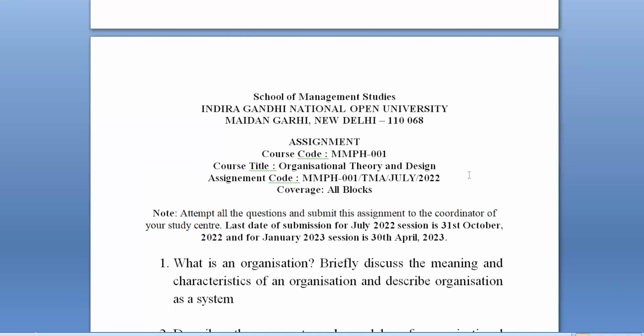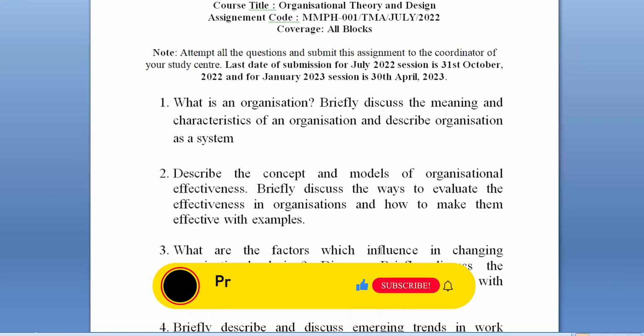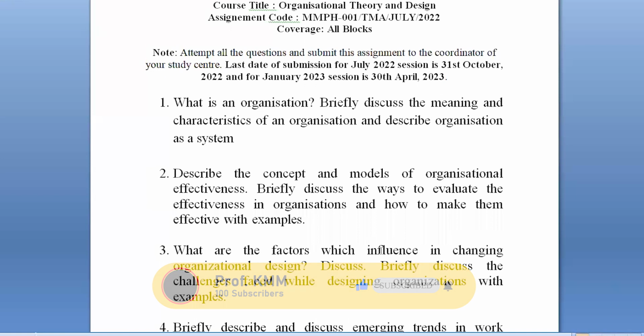Now, I will go through the assignments for the current year. What is an organization? Briefly discuss the meaning and characteristics of an organization and describe organization as a system. Then, the second one is: describe the concept and models of organizational effectiveness. Briefly discuss the ways to evaluate the effectiveness in organizations and how to make them effective with examples.